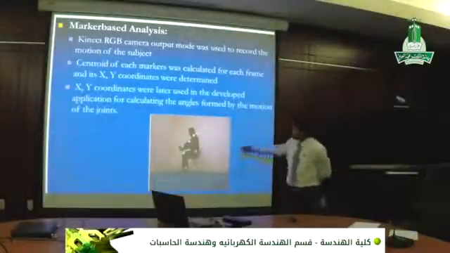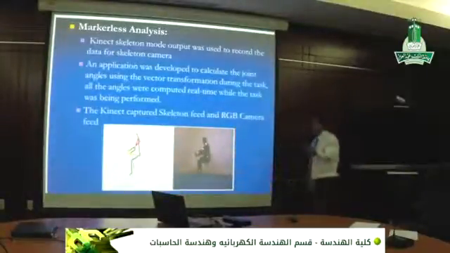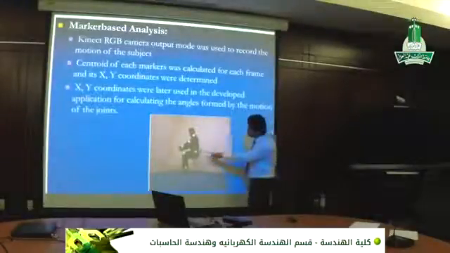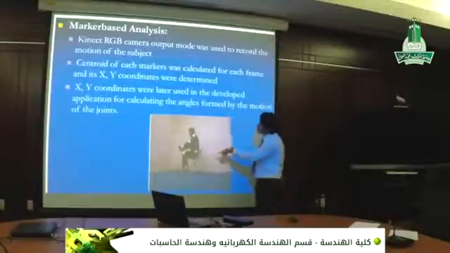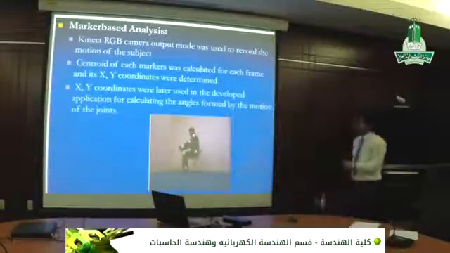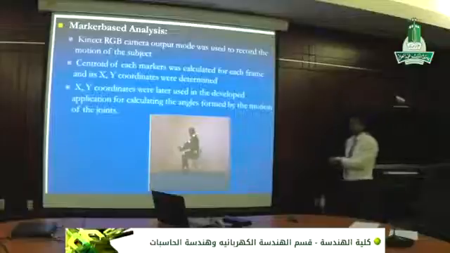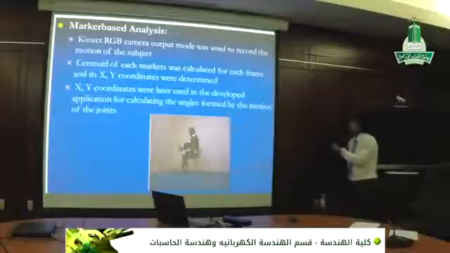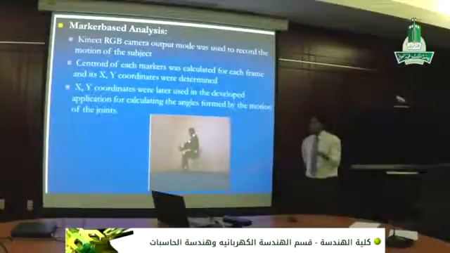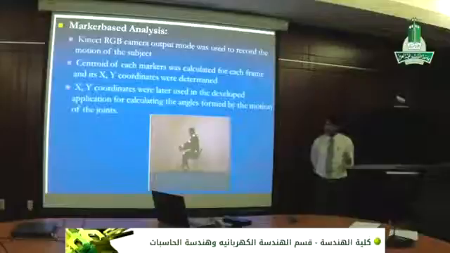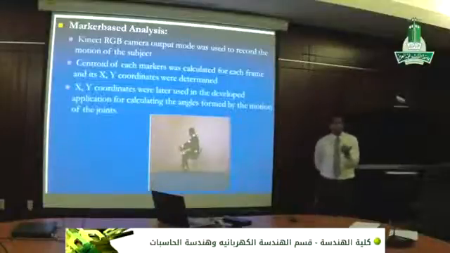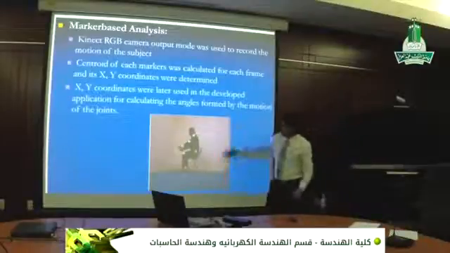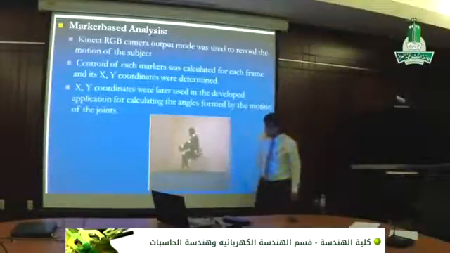This is how the marker-based setup looked. The circular patches were applied on the subject to serve as markers. The Kinect RGB camera output mode was used to record the motion of the subject. The centroid of each marker was calculated for each frame, and its x and y coordinates were determined. The x and y coordinates were later used in the developed application for calculating the angles formed between the joints, the angle formed between all of these joints.